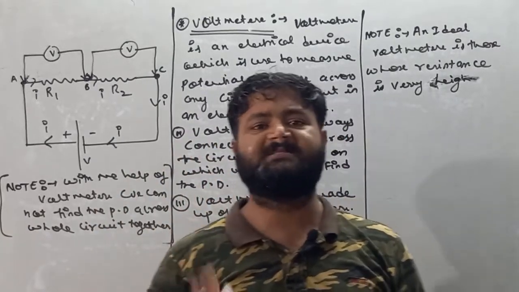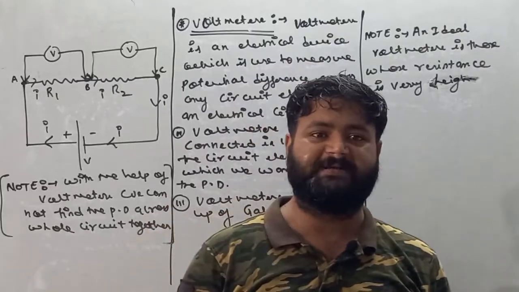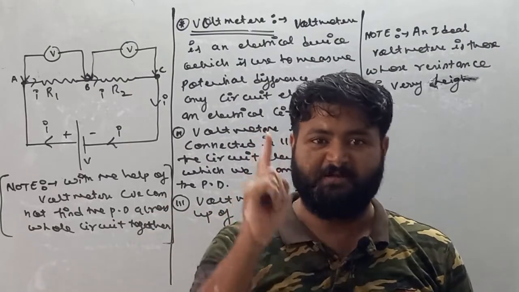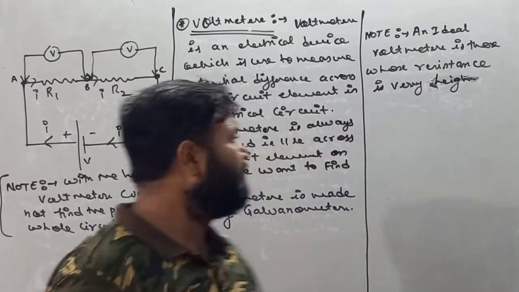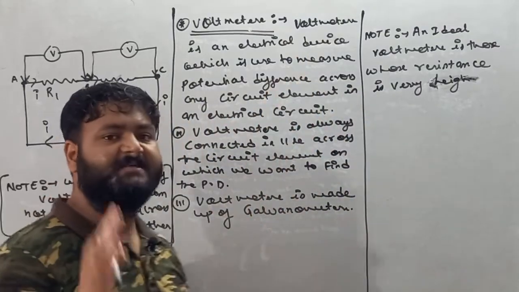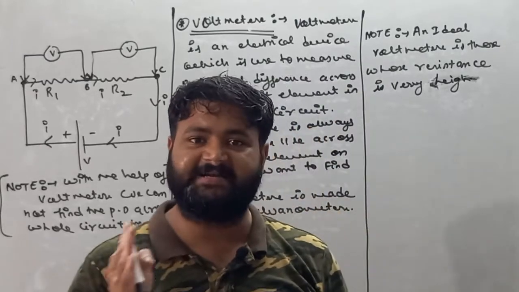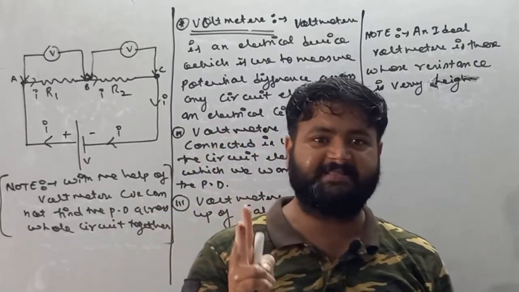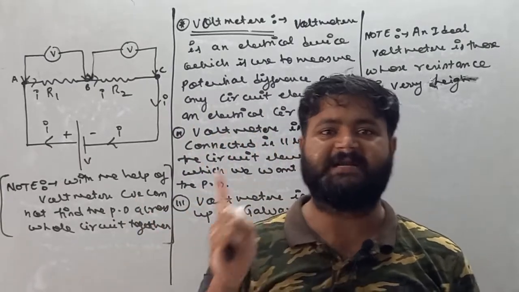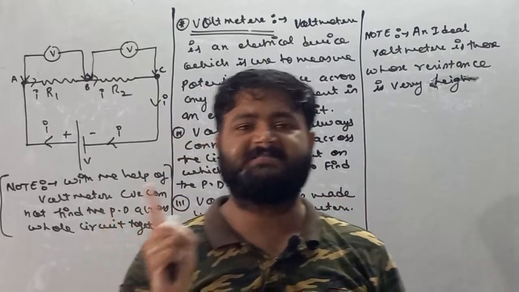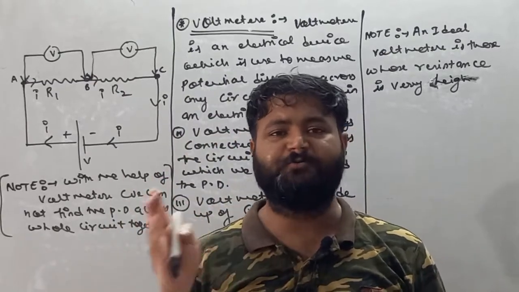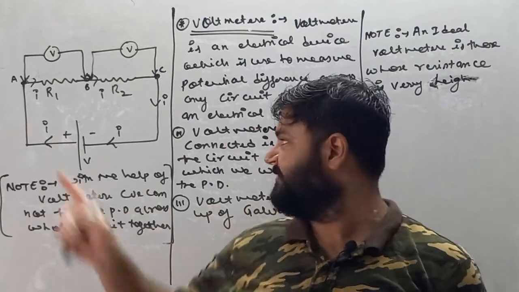Now coming towards the construction of voltmeter. What is the basic information? Very first important point is voltmeter is an electrical device which is used to measure potential difference across any circuit element. Second thing, voltmeter is always connected in parallel across that circuit element where you want to find the potential difference, like this.